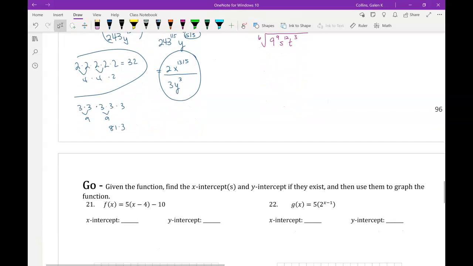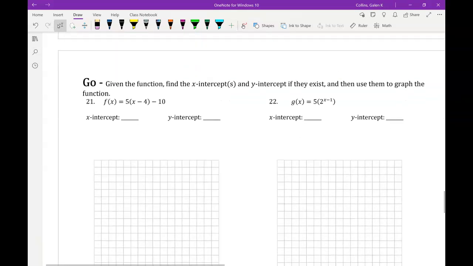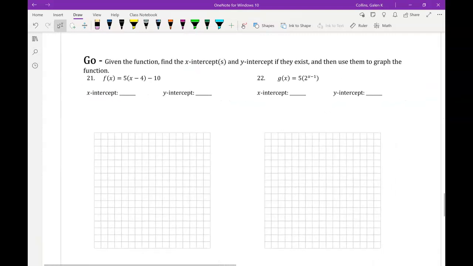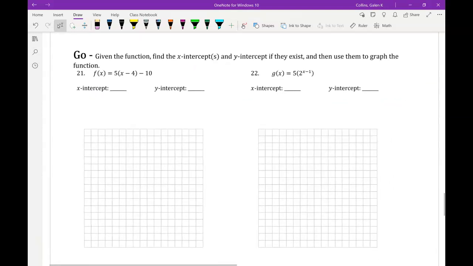All right. It tends to be that the set section is the most difficult, so let's take a look at the go. And this should be a throwback to things we've either learned before Algebra 1 or that we've learned this year. So given the function, find the x-intercepts and y-intercepts if they exist, and then use them to graph the function.